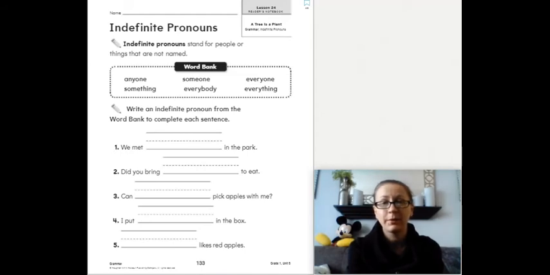And we went through our list yesterday. So let's look at our word bank. These are the same 6 pronouns that we talked about yesterday. So we have anyone, someone, everyone, something, everybody, and everything. So here are our directions for this page. We're going to write an indefinite pronoun from the word bank to complete each sentence. So let's go through and talk through each of these sentences while we write our pronouns down.